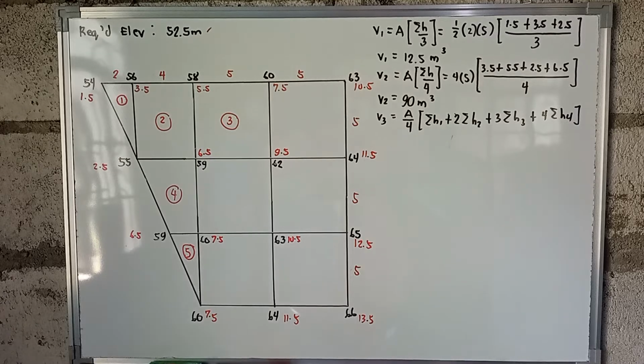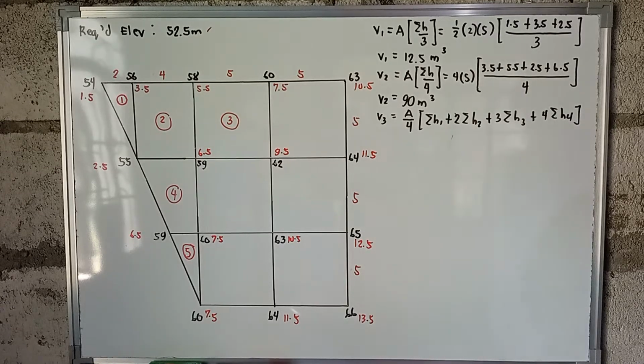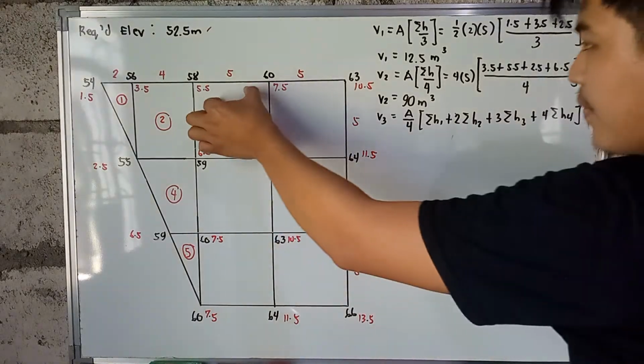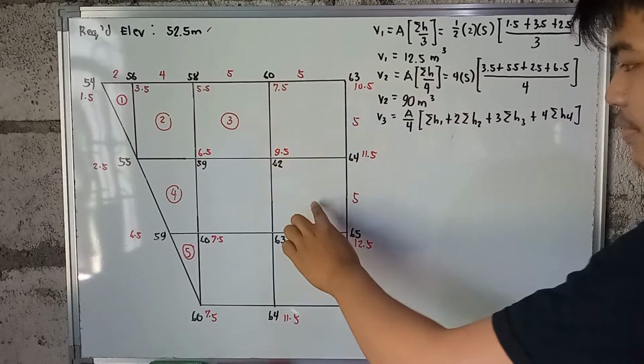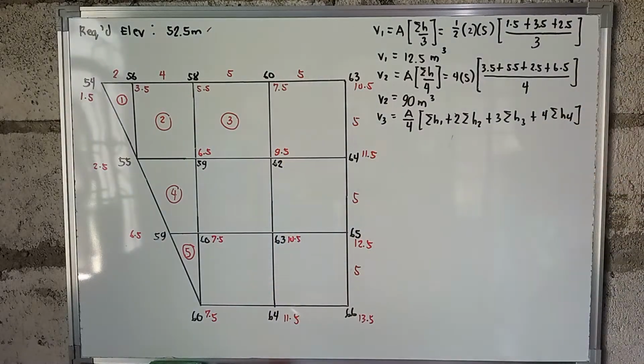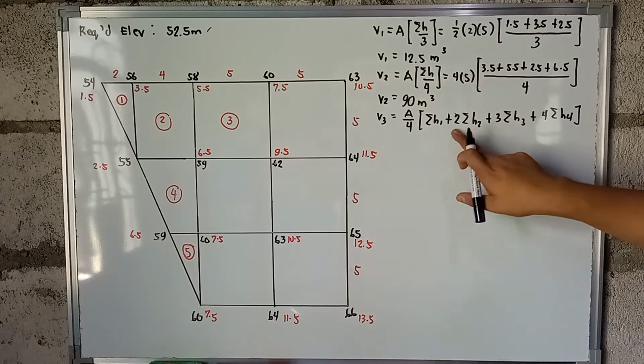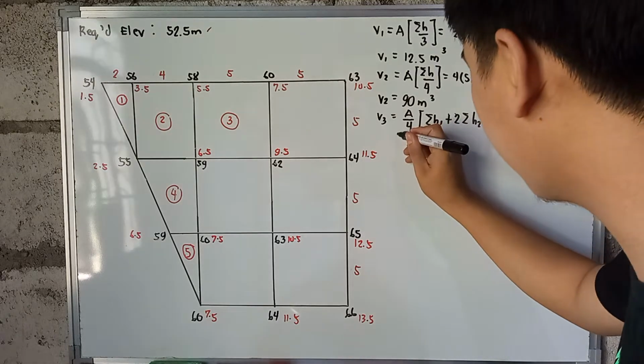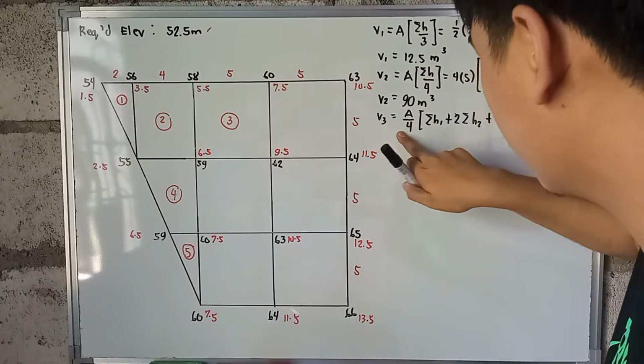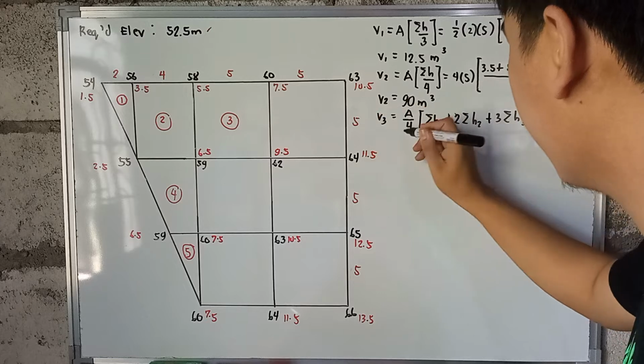Kapag sinabi nating assembly of prisms, ulit-ulit na lang, ito yung mga prism na magkakaparehas yung base nila. So, in this example, 5x5, 5x5, 5x5, and so on and so forth. So, ngayon, yung task natin is hanapin natin yung value ng summation H1 natin. So, dito muna tayo sa summation H1.